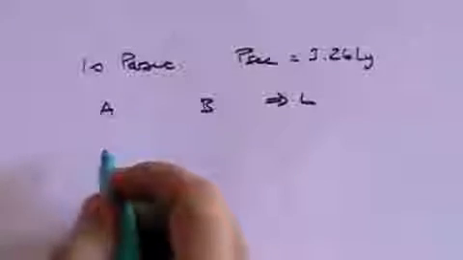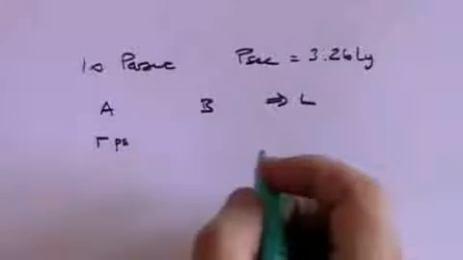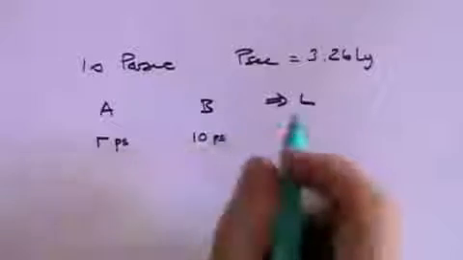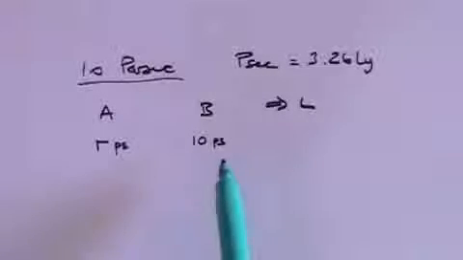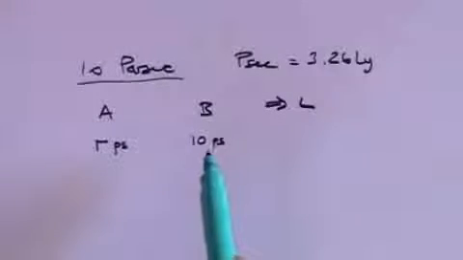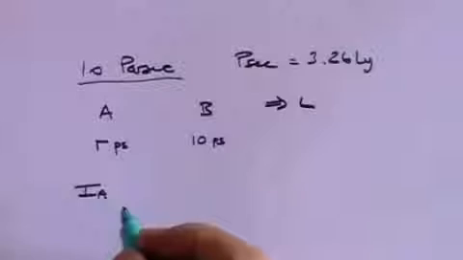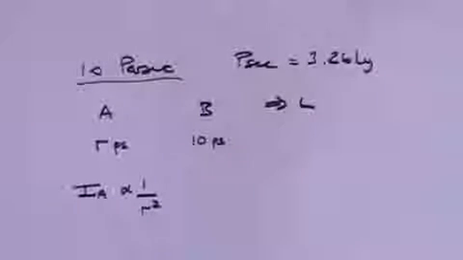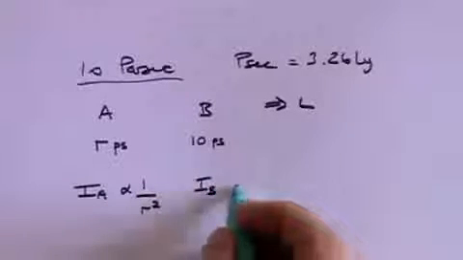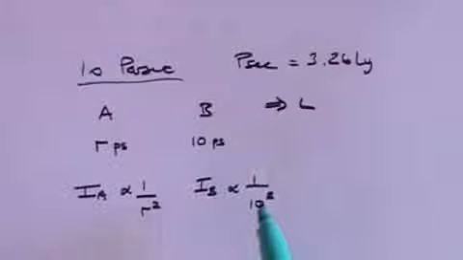And let us assume that A is r parsecs away, and that B is a distance 10 parsecs away. And as I've already said, if it's 10 parsecs away, then the magnitude will be the absolute magnitude, because that's how we define absolute magnitude. Now we know that the intensity perceived on Earth of the A star will be proportional to 1 over r squared, because intensity always falls off as the square of the distance. Whereas the intensity of the B star will be proportional to 1 over 10 squared, because 10 is the distance that the star is away.